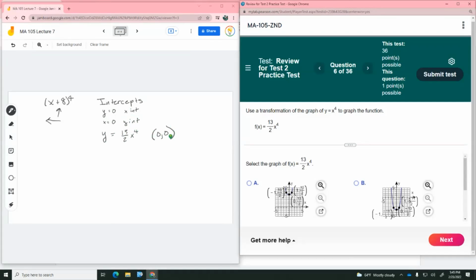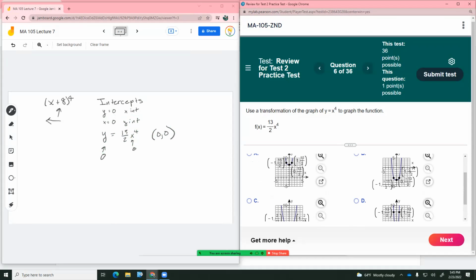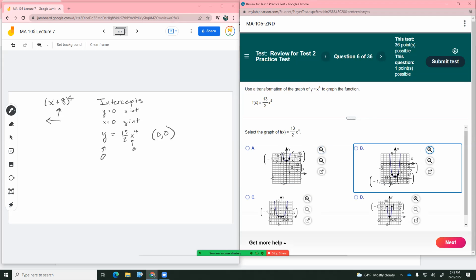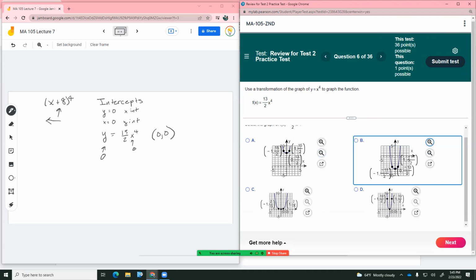Why can I tell that? Because if I plug in 0 in here, obviously that makes everything 0. If I plug 0 in here, that makes everything 0 in that case as well. Does that make sense? So obviously it's got to be 0, 0. That's the only answer that makes sense. That said, I can automatically tell that A and B are out, right? Because their intercepts are not at 0, 0. Y'all see how the intercepts aren't at 0, 0? So that leaves me only C and D.